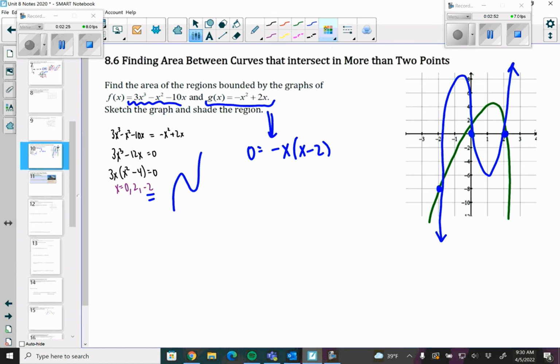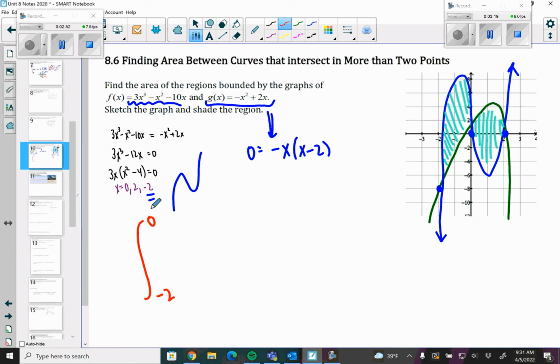Now I'm going to shade the region I'm curious about, the region between these two curves. I've got one chunk over here and another one over here. How am I going to calculate this area? In class yesterday, we talked about top minus bottom. The catch here, of course, is that there's a top function that changes. So we're going to have to do two integrals.